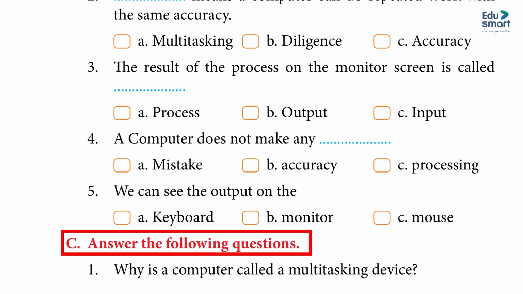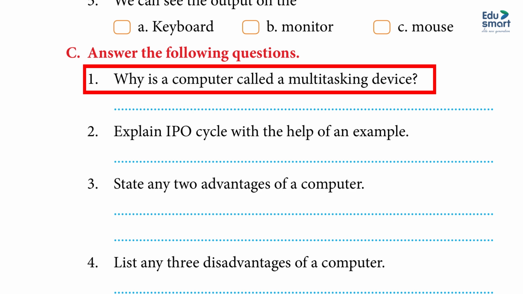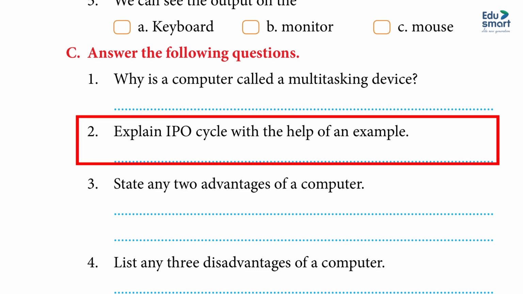C. Answer the following questions. 1. Why is a computer called a multitasking device? Answer. The running of multiple programs, set of instructions in one computer at the same time. 2. Explain IPO cycle with the help of an example. Answer. Example. Making of mixed fruit juice. In the above example, the ingredients required to make the juice like apple, pineapple, orange and pomegranate are the input. The process will be placing all the ingredients into a juicer jar, and the output will be a glass of fresh mixed fruit juice. Similarly, to perform any task, a computer has to go through the different 3 processes: input, process, output. These 3 processes together are called IPO.